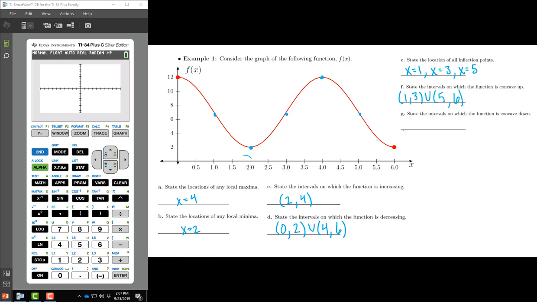All right, and then on what intervals is it concave down? Well, it certainly seems to be concave down over here, so from where the graph starts at 0 to that first inflection point. And then between 3 and 5, it certainly seems to be curved down, so concave down.